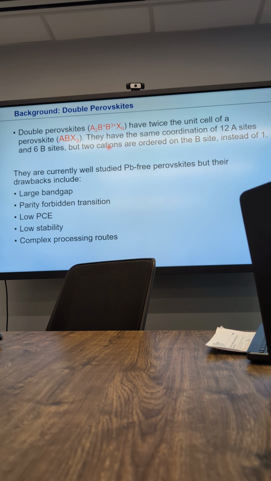And so these are some of the challenges of these, even like the double perovskite. They have a large band gap because they have another B cation. There's some lattice distortion. They have this parity forbidden transition, which basically is an optical selection rule which prevents certain optical transitions from taking place.